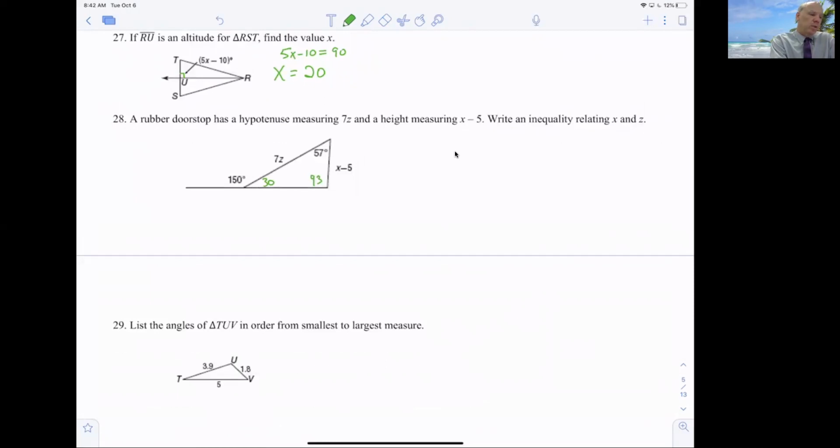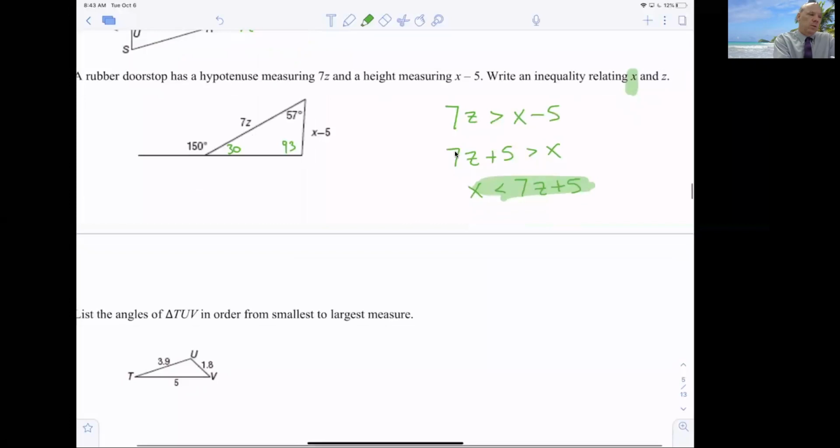So a rubber doorstop with a height measuring x minus 5, write an inequality relating x and z. All right, so what is true about 7z? 7z is definitely greater than what? x minus 5, right? Wow, I know I wrote x there. 7z has to be greater than x minus 5. So we could say x is less than 7z plus 5. I think that's what they were looking for. Why did I write the x first? Because it says x first. But any combination of that, I wouldn't care. Does everybody see that? Anybody have any issues with that? That was kind of tricky, especially because they said hypotenuse.